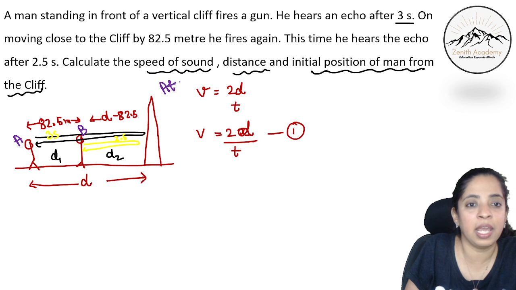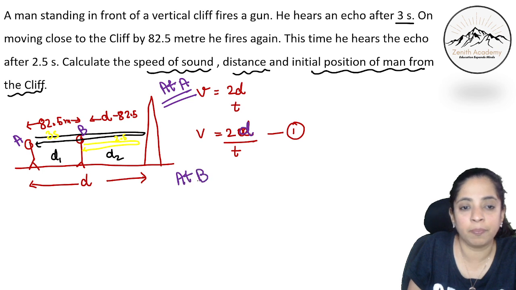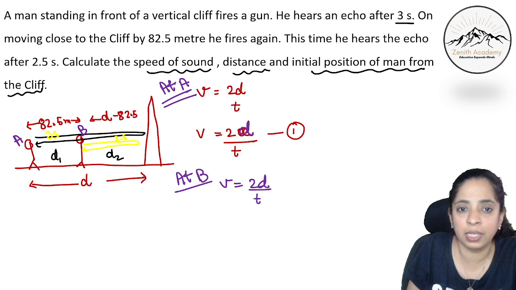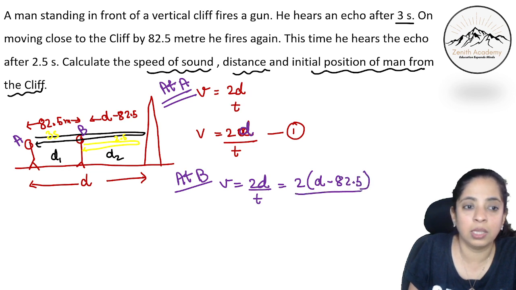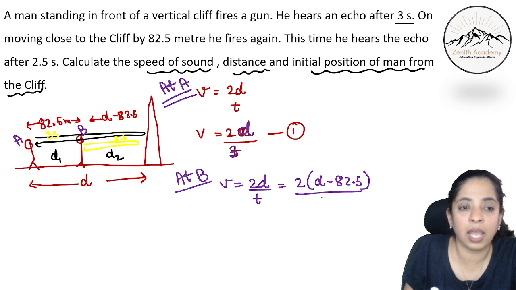So at A, I have found out the velocity, but this is how the velocity will be. Now at B, what will be the velocity? Again, the formula remains same, 2d by t. But here, what is the distance? The distance is d minus 82.5. And here the time was 2.5. Right? This was equation number 2.